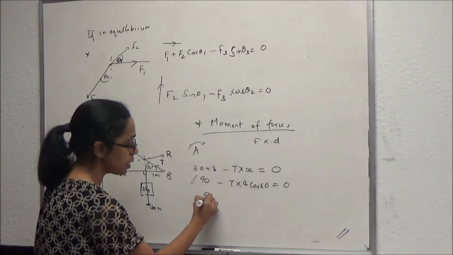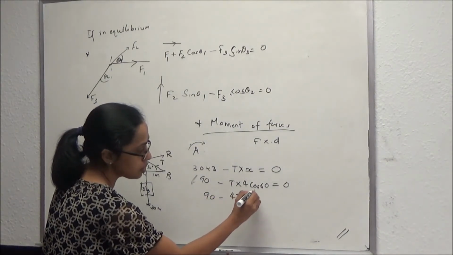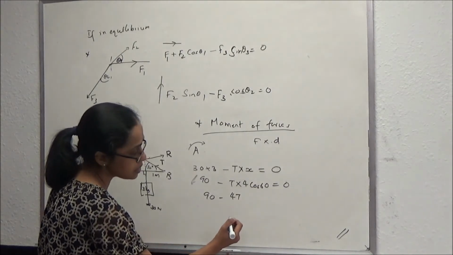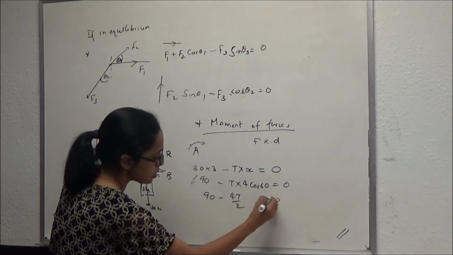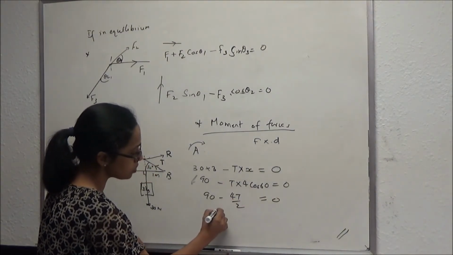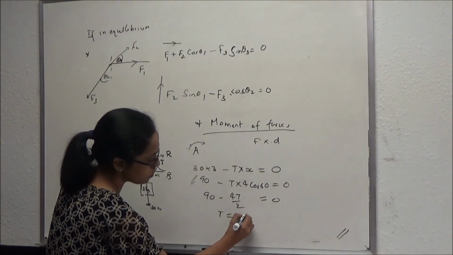So 90 equals T into 4 cos 60. Cos 60 is how much? Cos 60 is sin 30, that is half. So T will be 45 Newton.